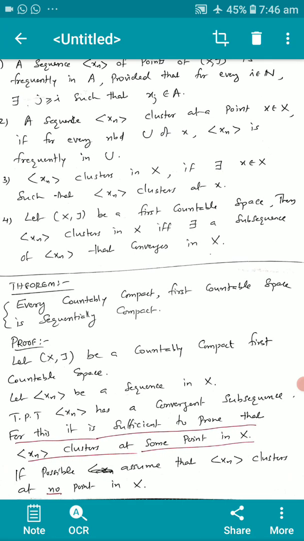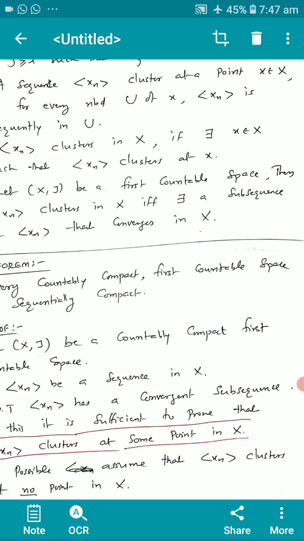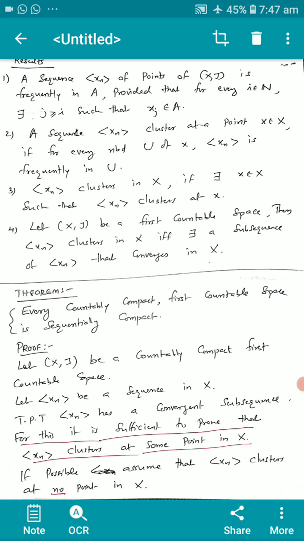Next theorem: every countably compact first countable space is sequentially compact. Proof: let X be a countably compact first countable space. Let x_n be a sequence in X. We have to prove that it is sequentially compact, that is, every sequence in X has a convergent subsequence. So we take the sequence x_n as a sequence in X to prove that it has a convergent subsequence. For this, it is sufficient to prove that the sequence x_n clusters at some point in X, by the cluster definition.